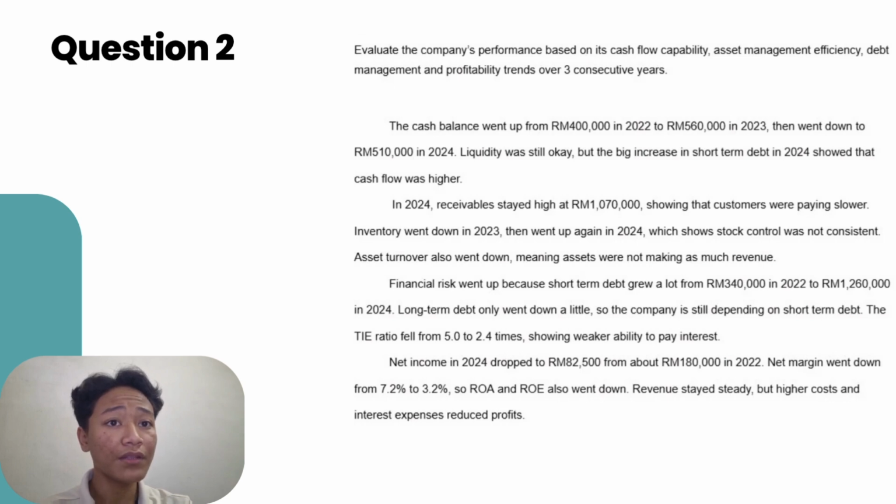Net income in 2024 dropped to RM 82,500 from about RM 180,000 in 2022. Net margin went down from 7.2% to 3.2%, so ROA and ROE also went down. Revenue stays steady, but higher costs and interest expenses reduce profit.